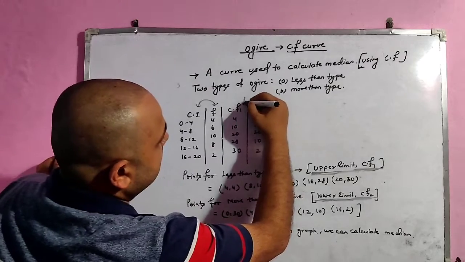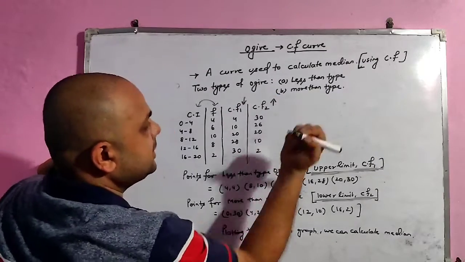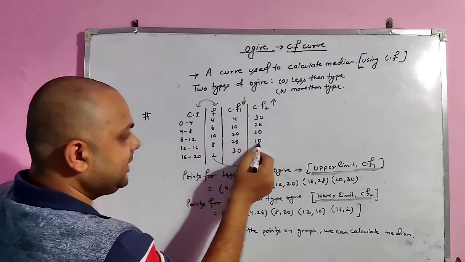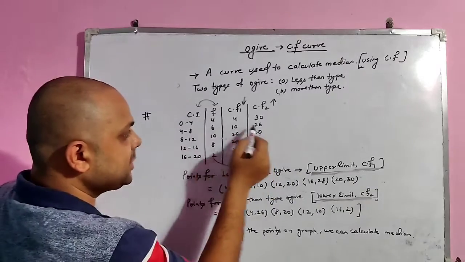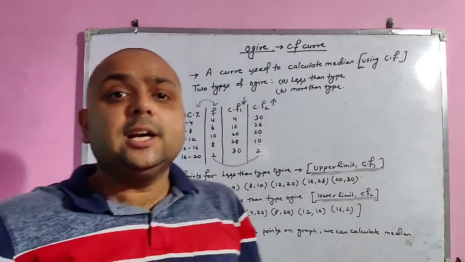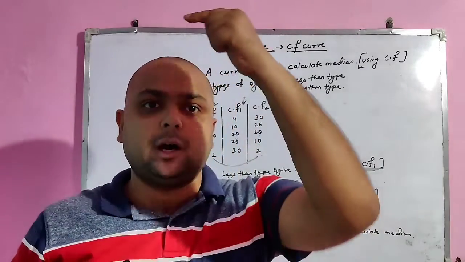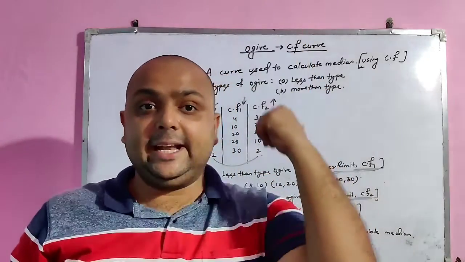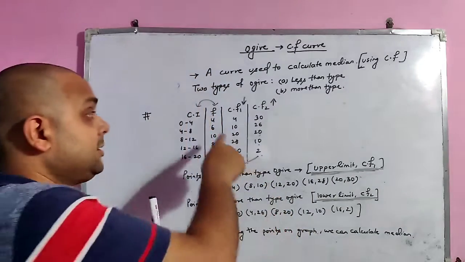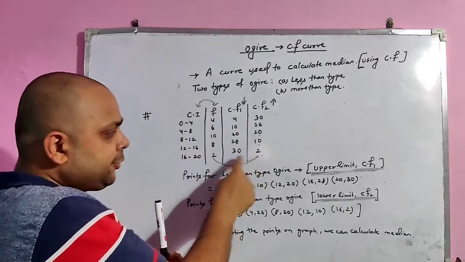Downwards. And it goes upwards. See, 2 is this. 2 plus 8, 10. 10 plus 10, 20. 20 plus 6, 26. 26 plus 4, 30. So CF1 means summing up the frequency from the upwards, and CF2 means summing up the frequency from the downwards. This starts from here and this starts from this point, the last point.